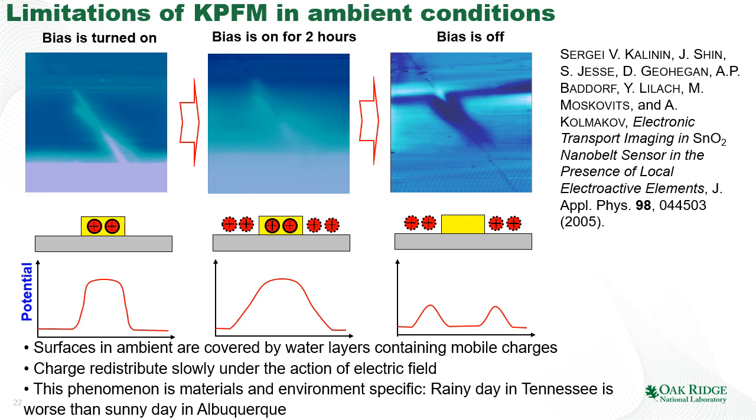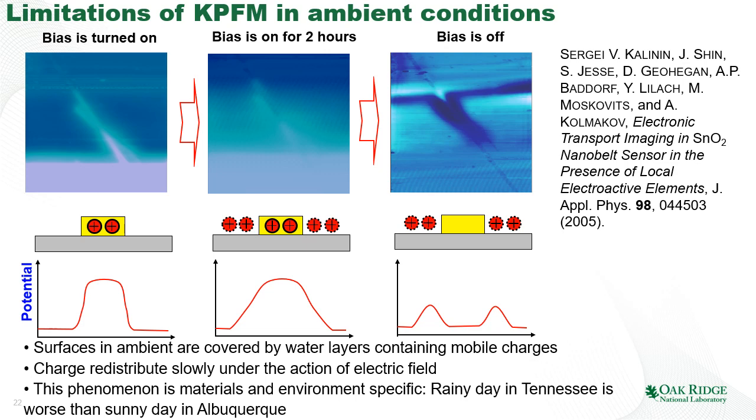So when I apply the bias to my system, I can see that my potential profile across the system looks like a broad halo. And in fact, if I wait for 2 hours while having the system bias, I can see that the charges start to spread around on the sample surface. So you can see that the regions of the positive bias just kind of get more and more extended. At the same time, if I turn off the bias, I can see that our positive charges become negative and start to become very visible.